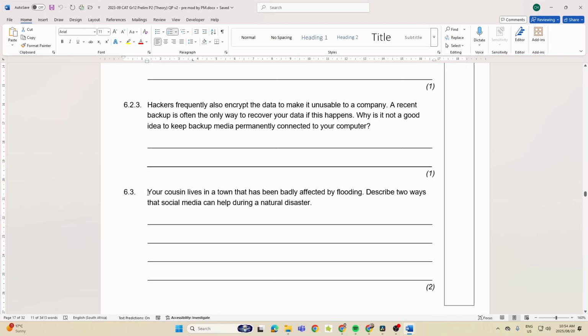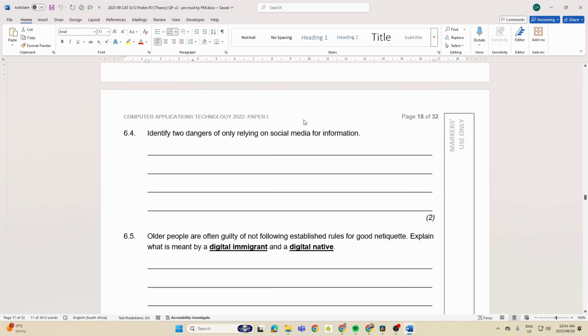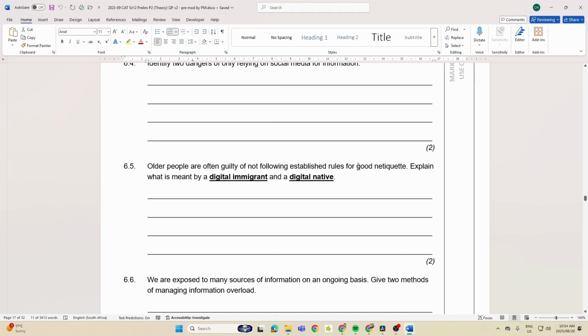Now, this was an interesting one. Your cousin lives in a town that has been badly affected by flooding. Describe 2 ways that social media can help during a natural disaster. So you'll come up with any 2 ways in which you can do that. Identify the 2 dangers of relying on social media for information. Then the difference between a digital native and a digital immigrant.